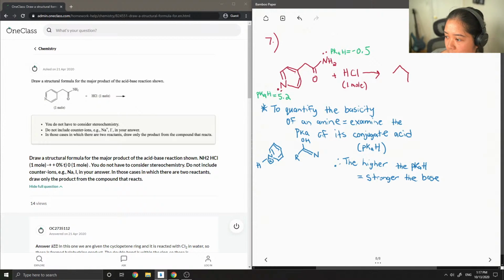I can write our final product here. It'll have a positive charge. I'll just draw in the double bonds. Then this amine remains the same. And then, even though I don't have to include those ions, I'll just write Cl minus there. Okay, so this is our final product.